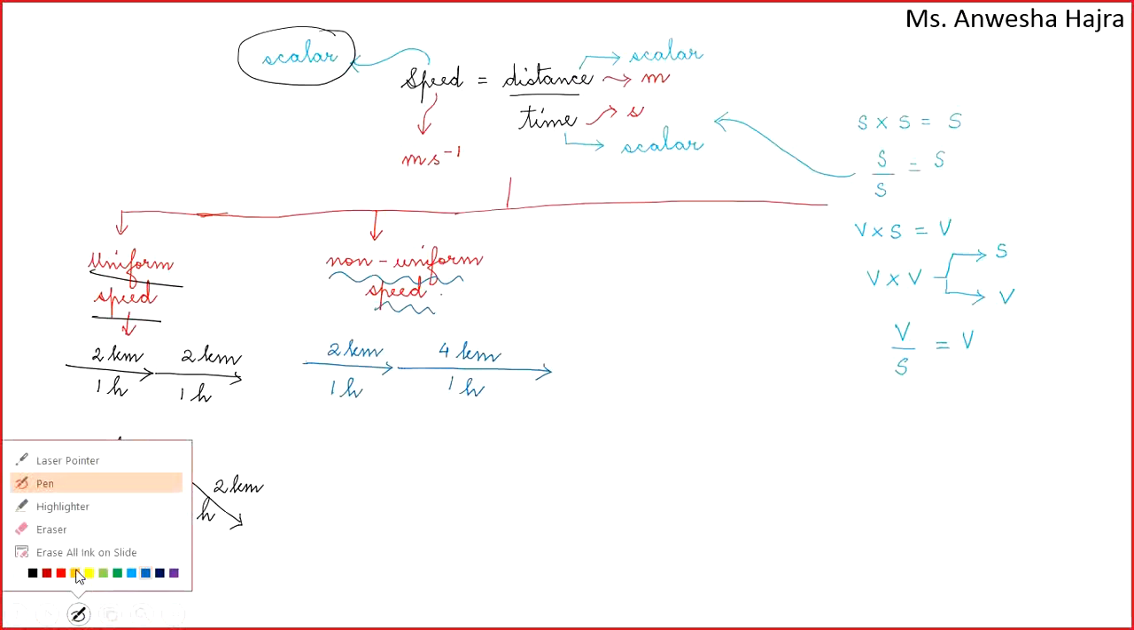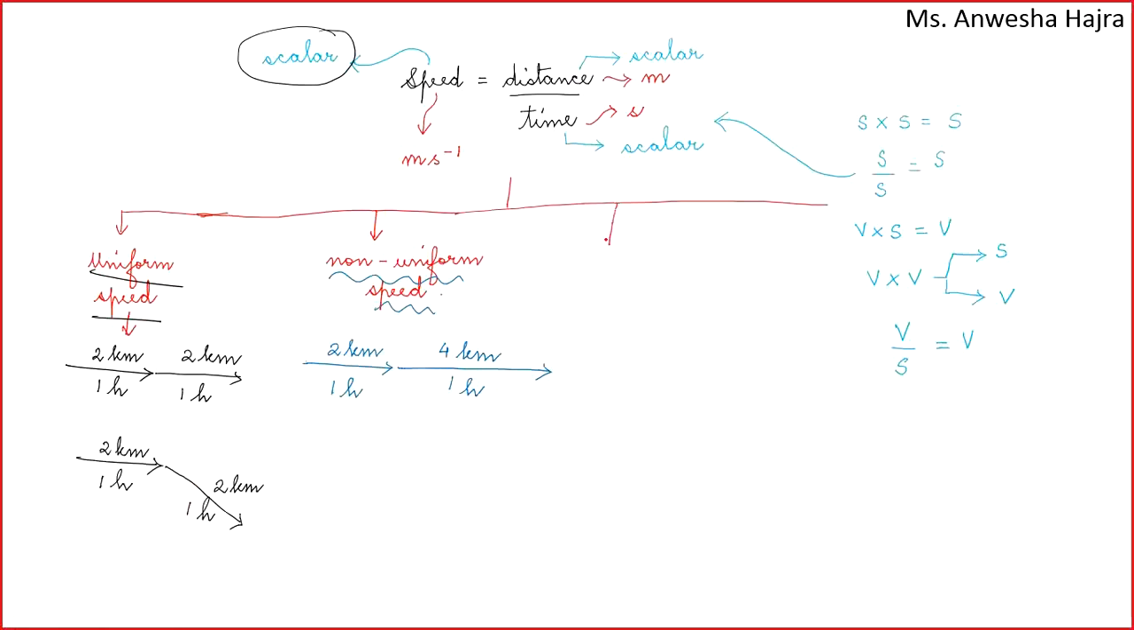Next, you might come across another term, average speed. Average speed is total distance divided by total time. It is total distance by total time.